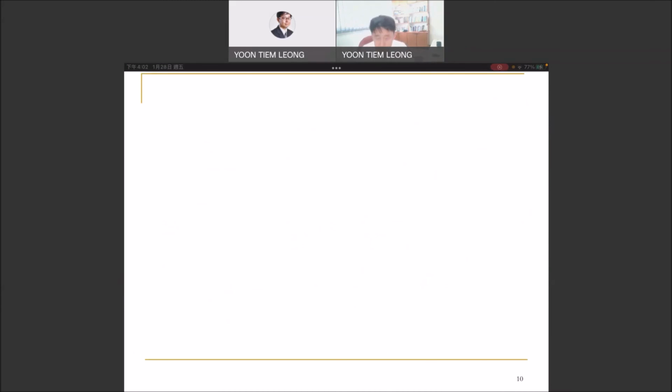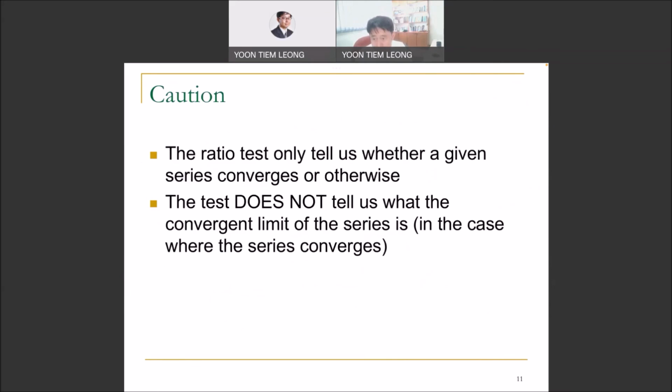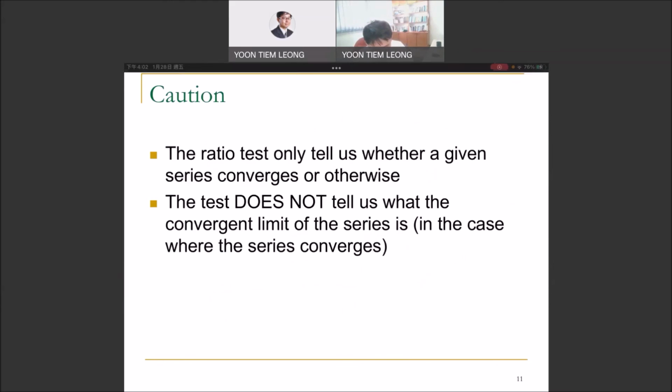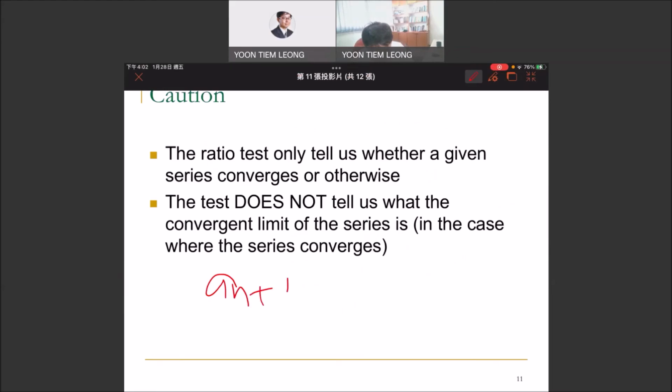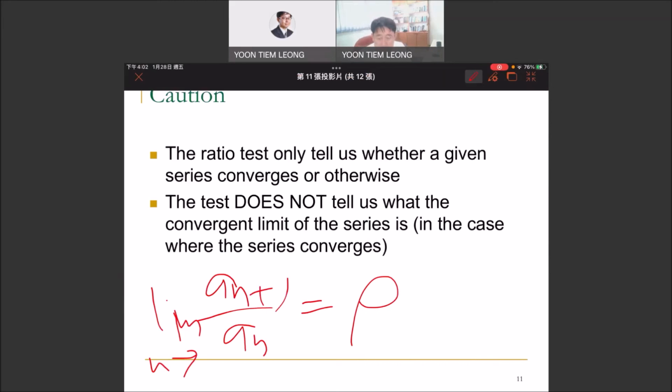I've not finished yet. There's one more slide, just to caution you about the ratio, rho, that you calculated earlier on. You always form this and then you take the limit. If the limit exists, it doesn't mean that the series converges to rho. It's not at all. It just shows you that when rho exists and its value is less than 1, then the series would converge.